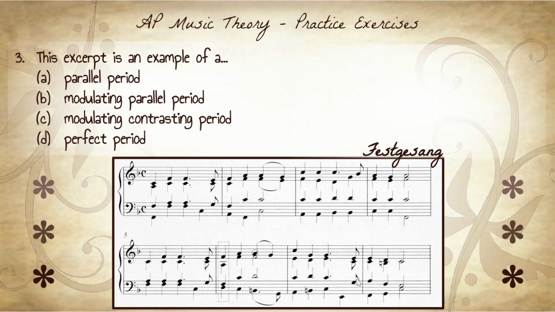Question 3. This excerpt is an example of A, a parallel period, B, a modulating parallel period, C, a modulating contrasting period, or D, a perfect period.